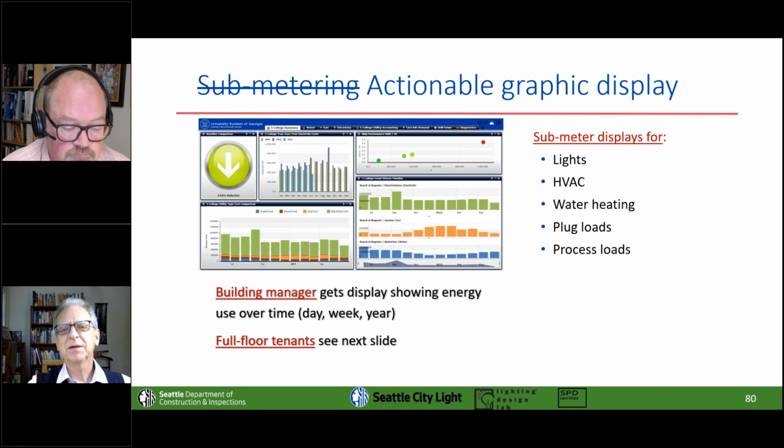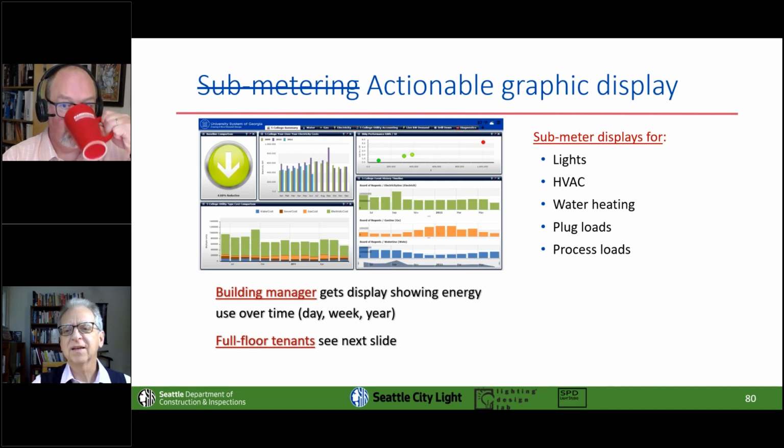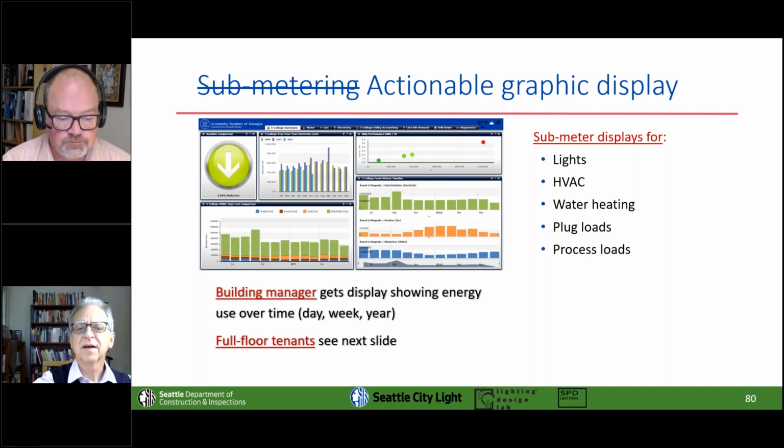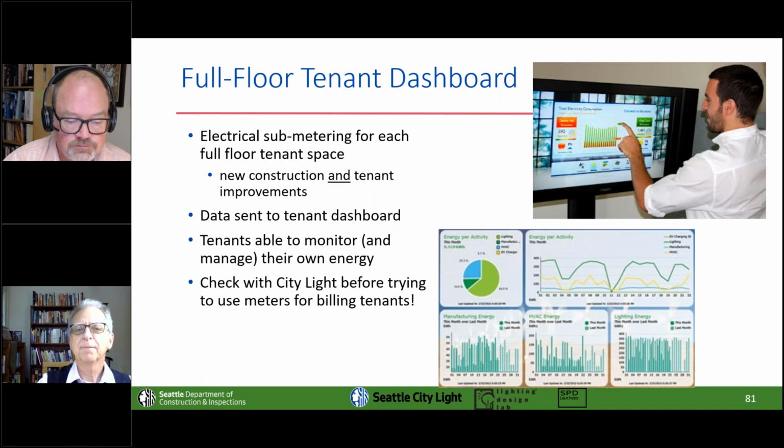So I don't care about meters when we're going to talk about metering here. I want a display that the building manager can bring up on a screen with their morning coffee and see if anything out of whack is happening. These metering displays are required for the incoming overall energy for the building and for those 5 subcategories you see listed on the right there, as well as full floor tenants. They get their own dashboard that's available to them.